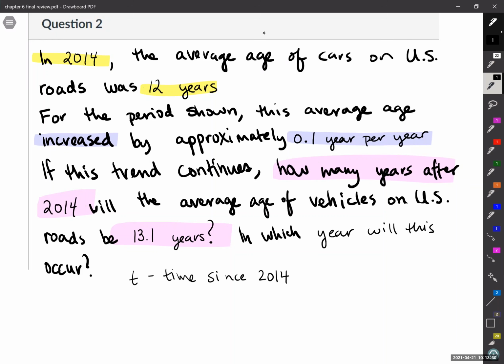Remember, with these problems, if you're not getting traction, the first thing you'd want to ask yourself is, have I labeled the variables? And the variables are whatever quantities are changing. So here, time is passing since 2014. And as time passes since 2014, the average age of the vehicle is increasing. So maybe I could call A the average age of car.